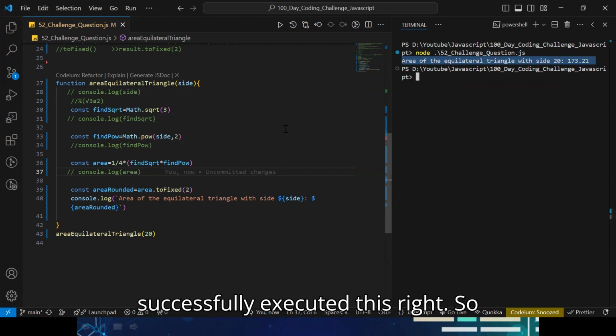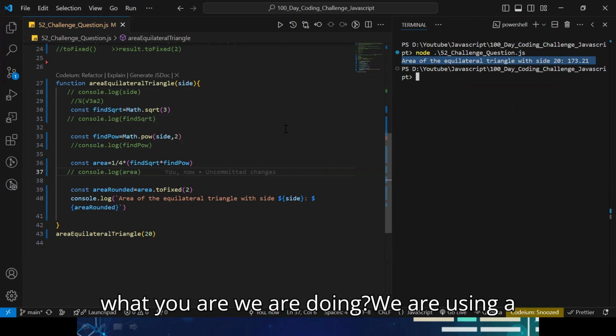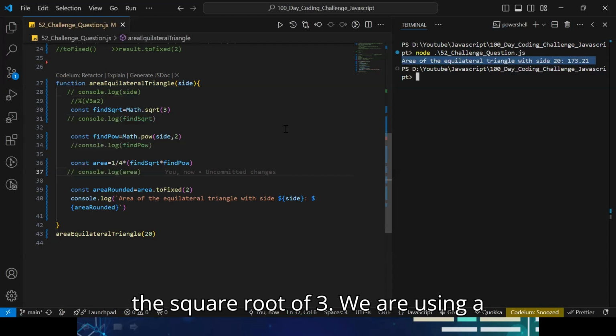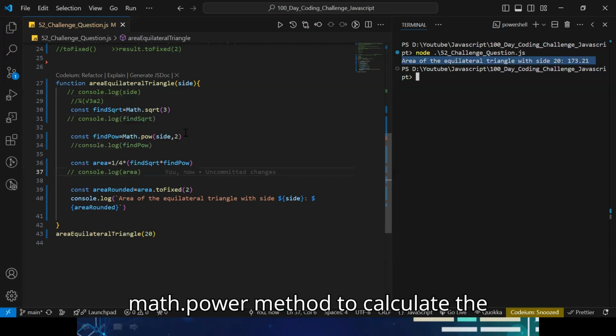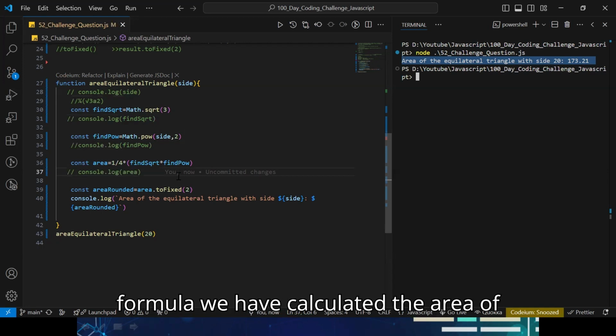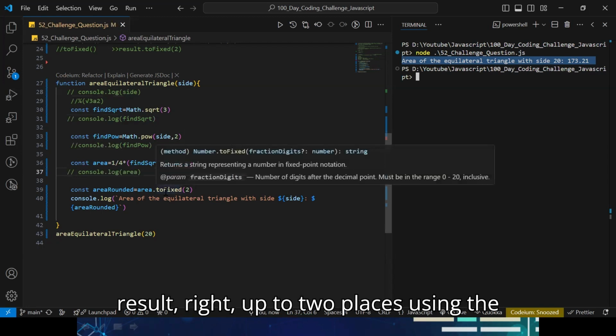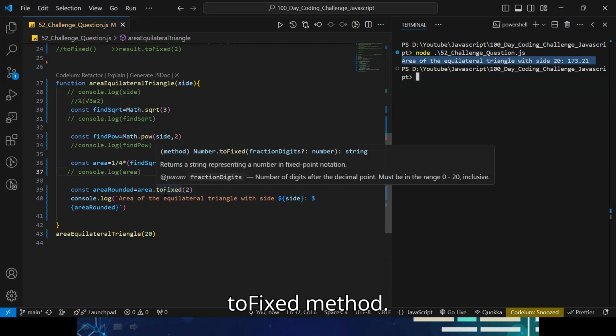173.21. So we have successfully executed this, right? So what are we doing here? We are using the math.sqrt method to calculate the square root of 3. We are using the math.pow method to calculate the side of a square. And by applying the formula, we have calculated the area of the triangle. After that, we have rounded off the result, right? Up to 2 places using the toFixed method.